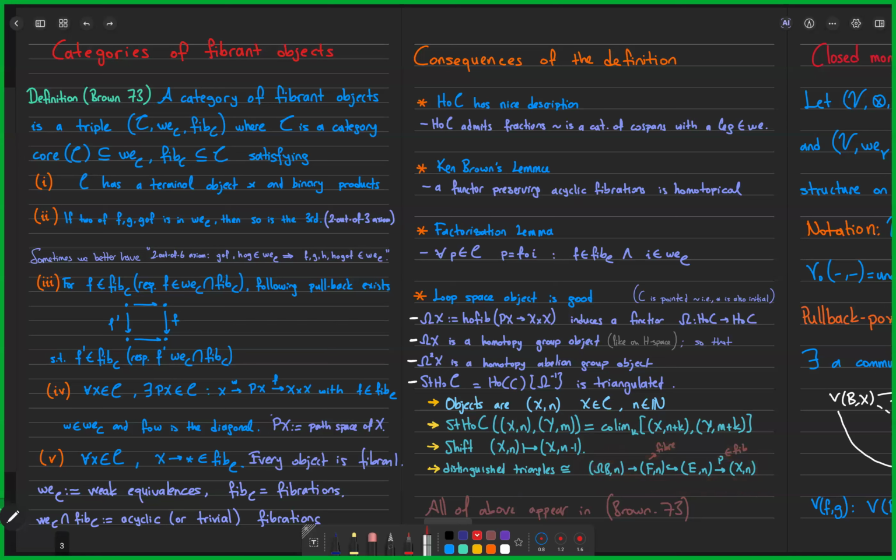So they appear in Brown's original paper, where the map P is a fibration, and this F here is the fiber of this fibration. So we are particularly interested in the category of fiber object structures in closed monoidal categories.